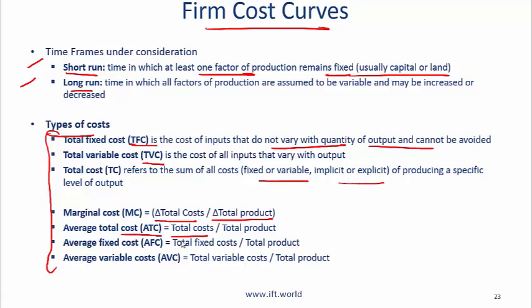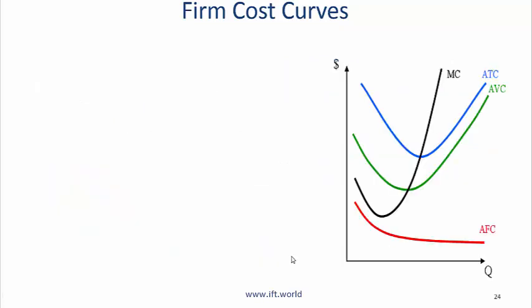Average total cost is simply the total cost over the total product, or the total number of items produced. Average fixed cost is the total fixed cost over total product. As you make more and more, the average fixed cost will come down. Average variable cost is the total variable cost over total product.